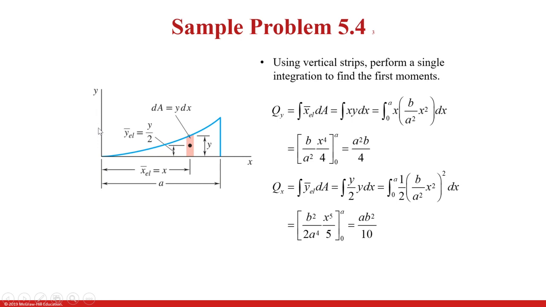We'll begin with about the y-axis. The way that we're going to do that is just take the perpendicular distance from the y-axis to each little rectangle, which is going to vary depending upon where the rectangle is at, but generally speaking, it's just going to be the variable x. And then we just need to multiply that by the area of each little rectangle, which is just going to be dA. So just y times dx.